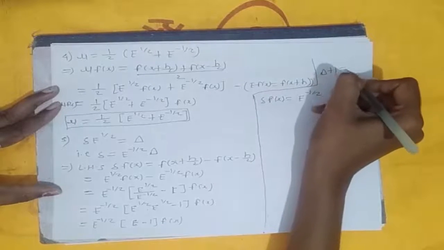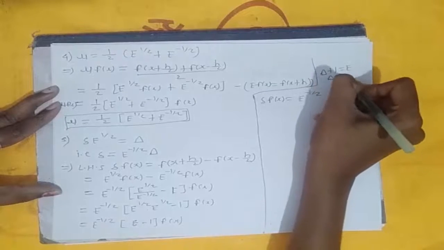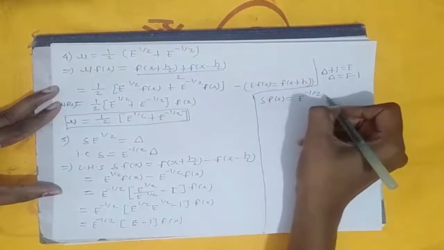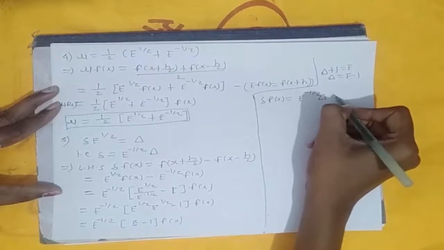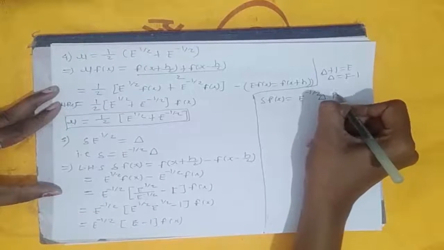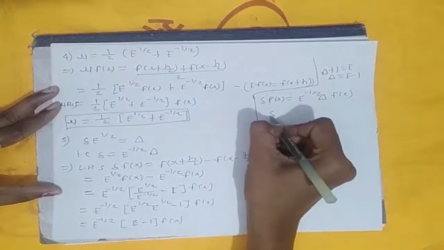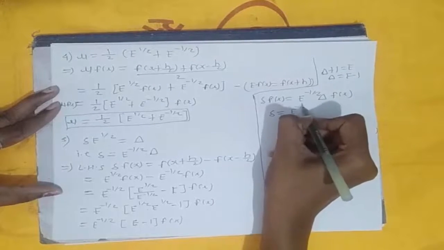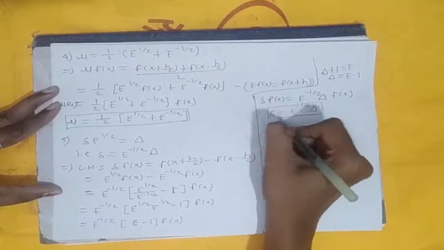Delta plus 1, 1 plus delta is equal to E. So we get delta is equal to E minus 1. So instead of E minus 1 we can write delta, that is the forward difference operator, into this f of x. Again f of x is an arbitrary function, so we get here the central difference operator is equal to E raised to minus 1 by 2 into delta. So this identity will be proved.